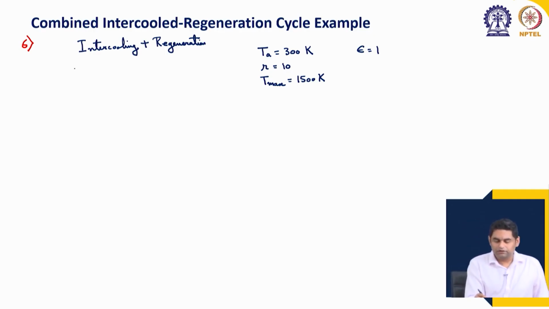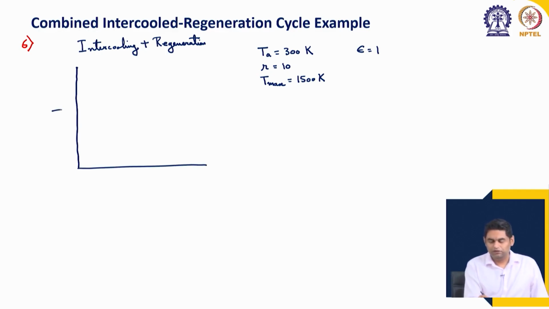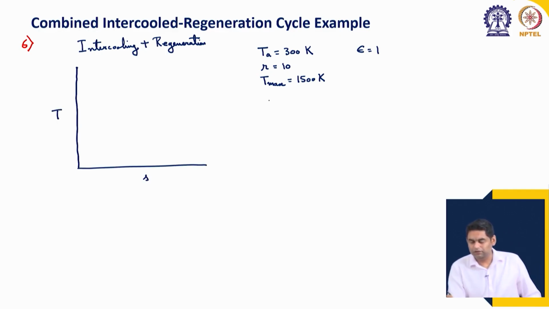So, in this case again we want to find out what is the net work output and efficiency. We could have devised the problems in different ways also, but the purpose of making this problem all of these look similar is that we can do a direct comparison for the same set of values or same set of design parameters T A and R. We can do a direct comparison of the performance of each of the cycle, okay, in terms of the net work output and efficiency.